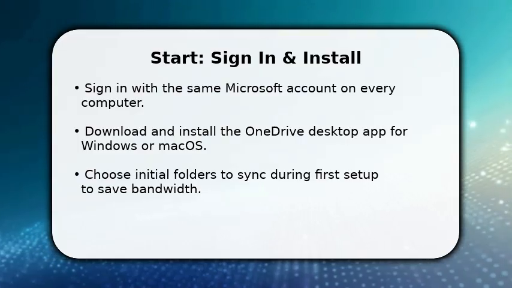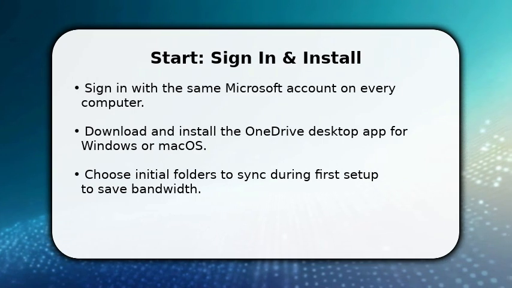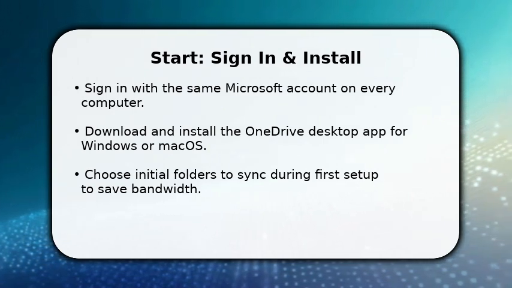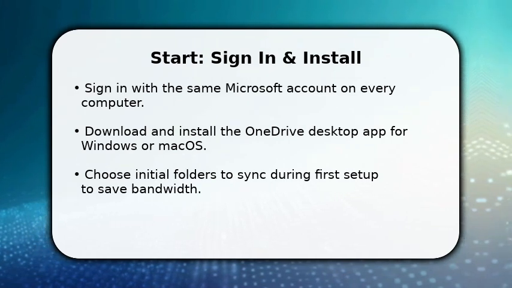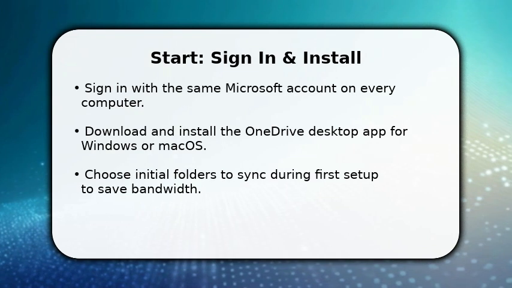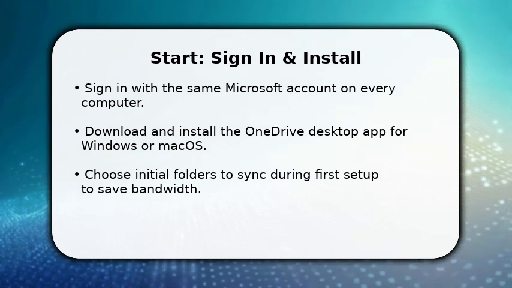You start by signing into the same Microsoft account on each computer so files match across devices. Once signed in, install the OneDrive desktop app and accept permissions. This lets OneDrive run continuously.